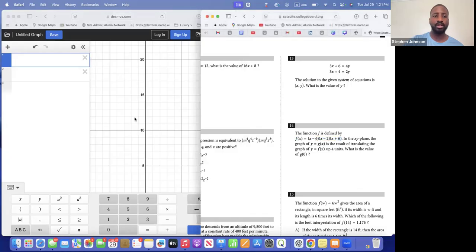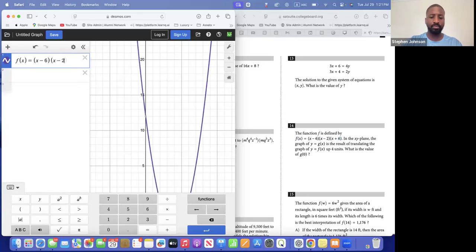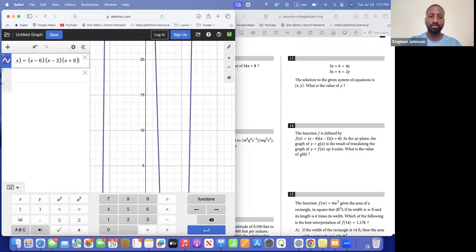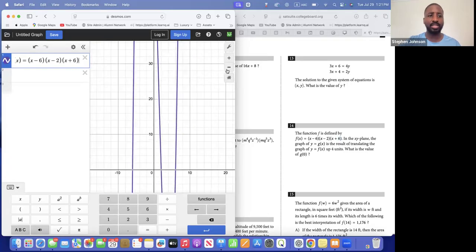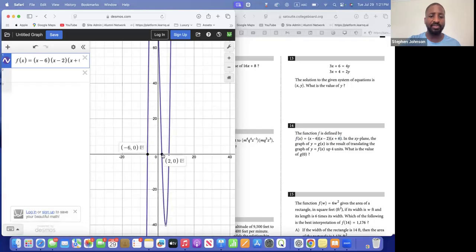Let's try it. So I'm going to put in f of x equals x minus 6 and x minus 2 and x plus 6. So we have this graph. Let's zoom out to really see it. It's a single graph. So again, we're paying attention to the x-intercepts. So we have negative 6, 2, and positive 6.